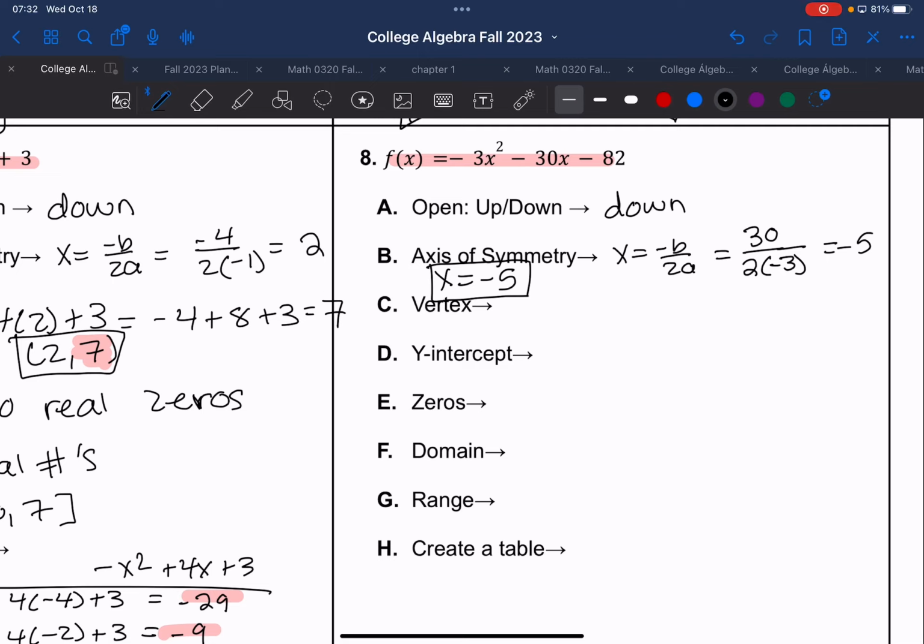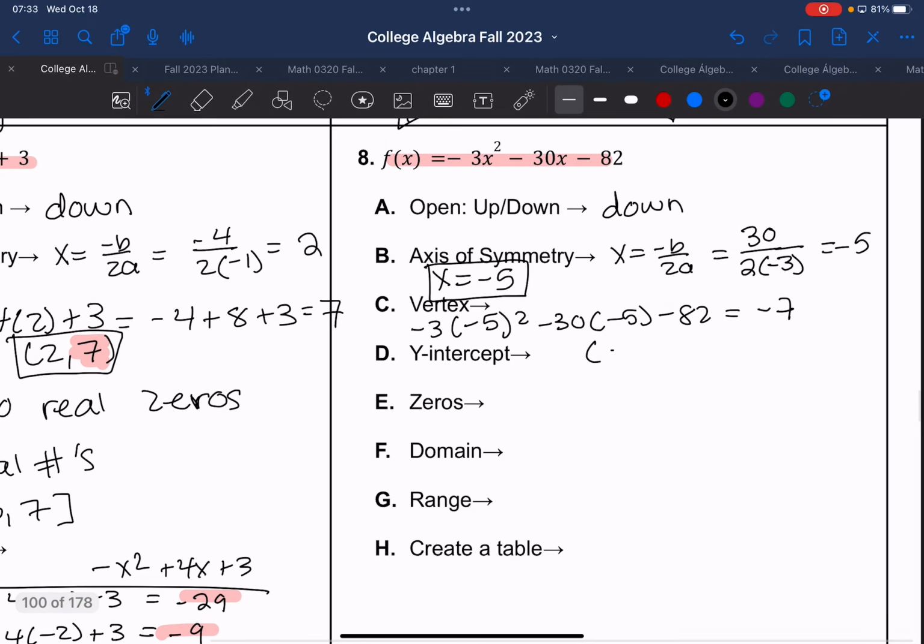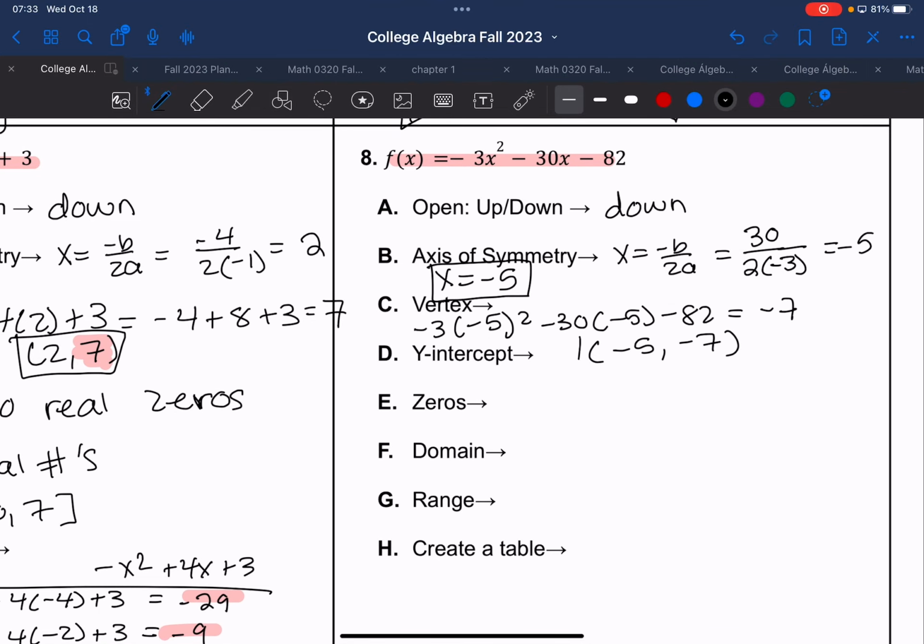How do I find my vertex? Plug it in. I'm plugging in negative 5. So I have negative 3 times negative 5 squared minus 30 times negative 5 minus 82. Okay, so we should have got negative 7. Is that correct? Okay. Meaning that our point is going to be negative 5, comma, negative 7. That is our vertex.